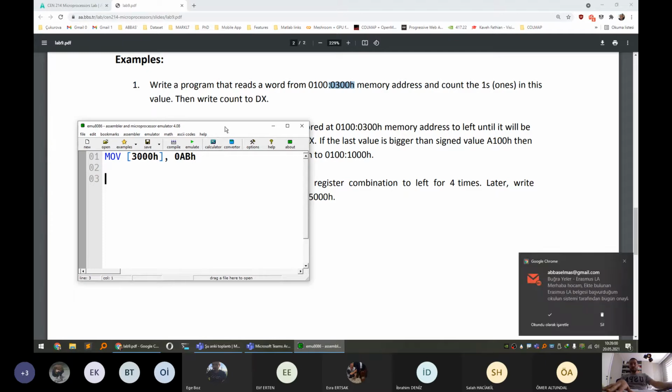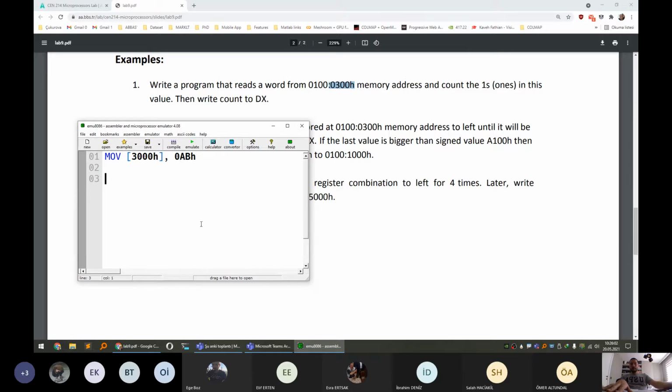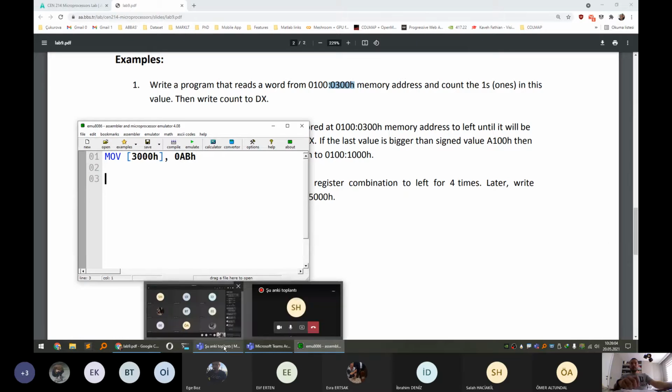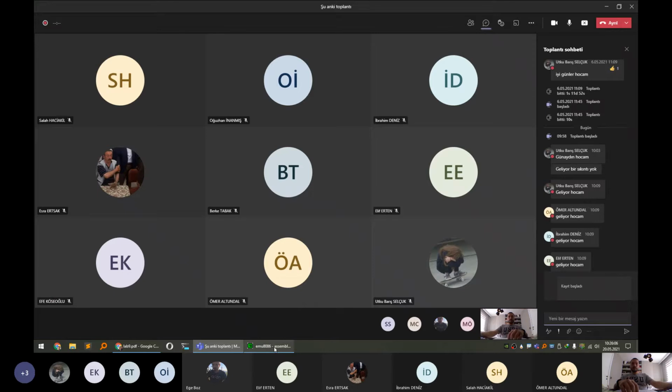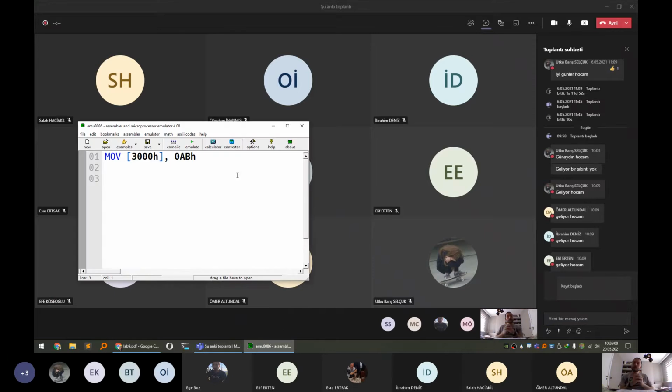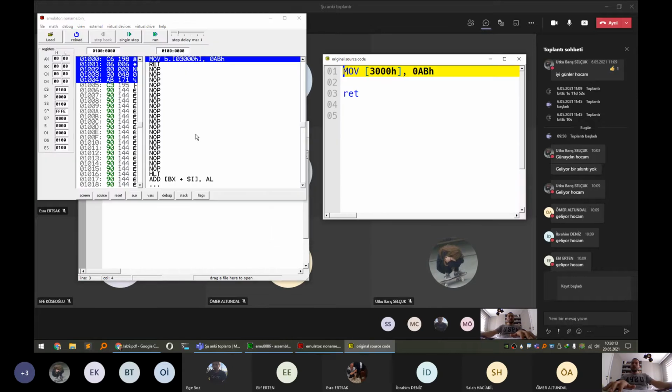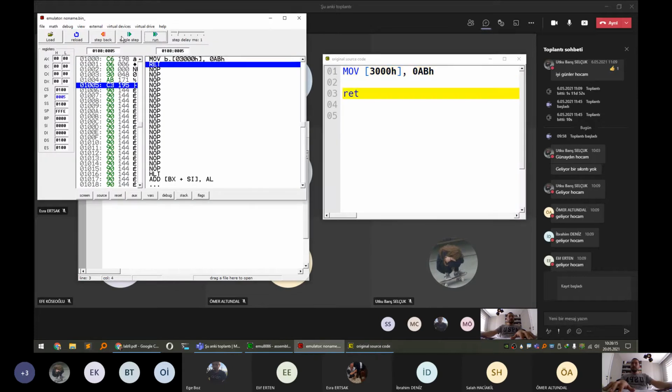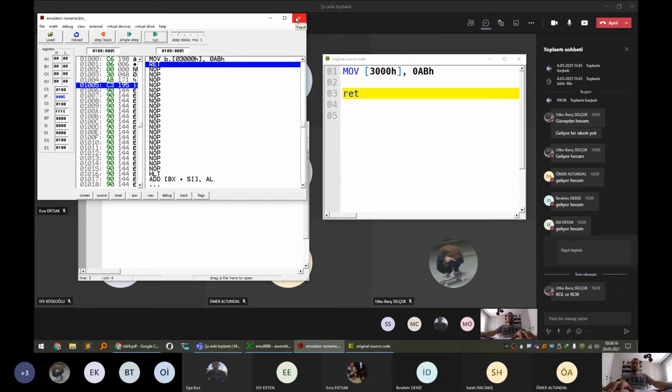Which rotate should I use? Any idea? I'm going to count the number of ones in AB. Let me show the ones in AB. By the way, oops. Roll or roar? Utku says it doesn't matter.